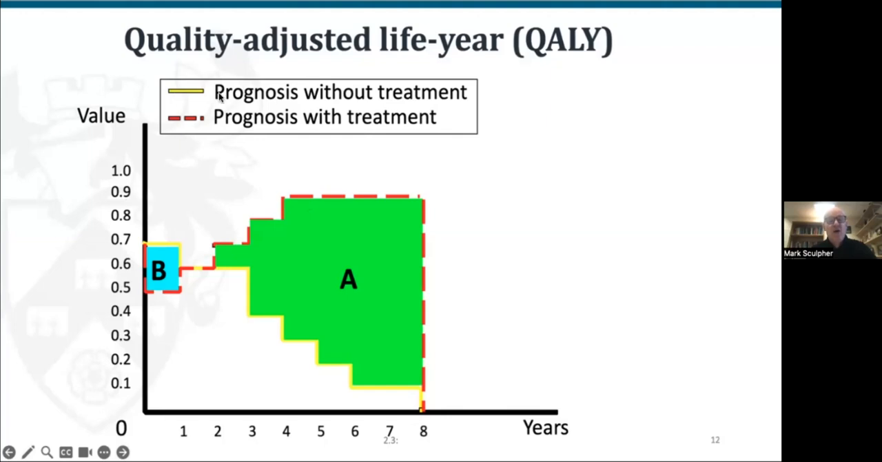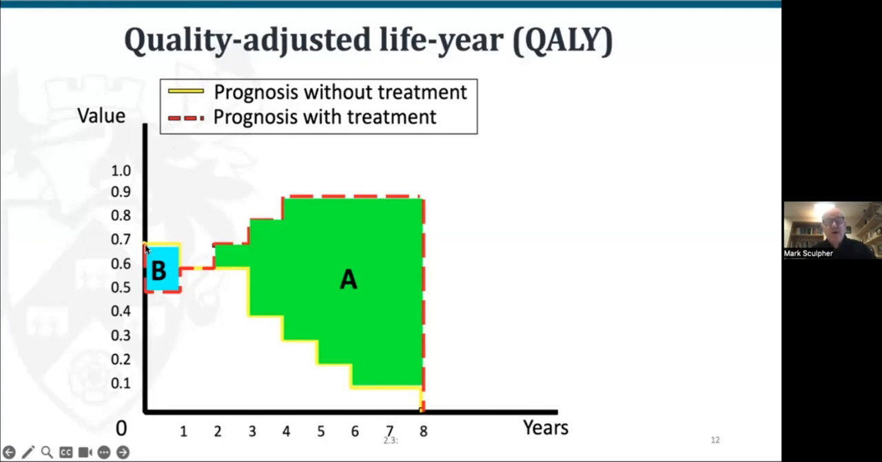The yellow line is a patient's prognosis without treatment, and the red dotted line is their prognosis with treatment. So if you think about, to start with, their prognosis without treatment, patients' quality of life to start with is 0.7 on the 0 to 1 scale. After about a year, it declines to 0.6. After 3 years, it declines again to 0.4, and then it continues to decline until the average patient dies after 8 years. Contrast that with their prognosis with treatment, the red dotted line.